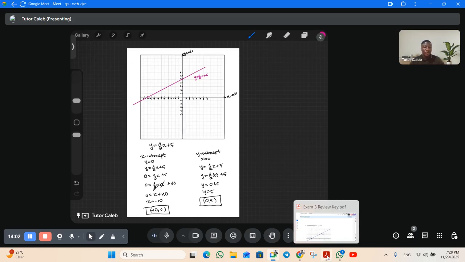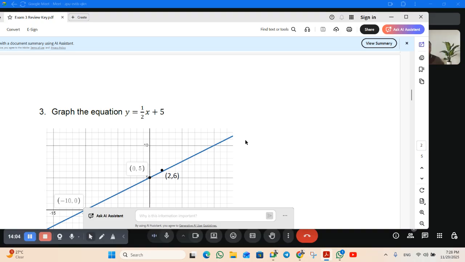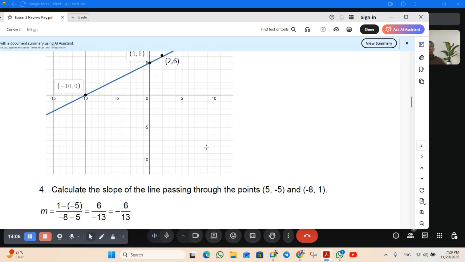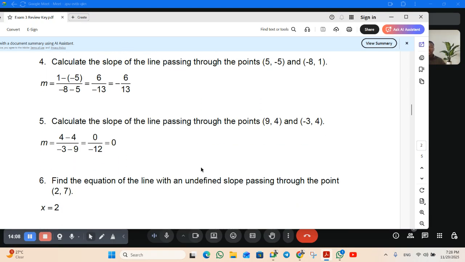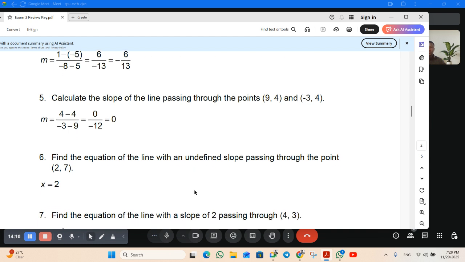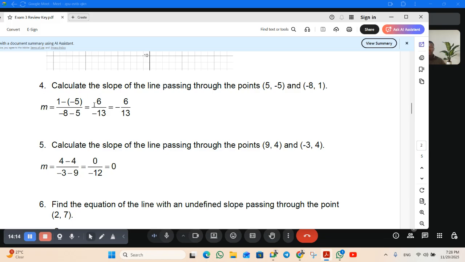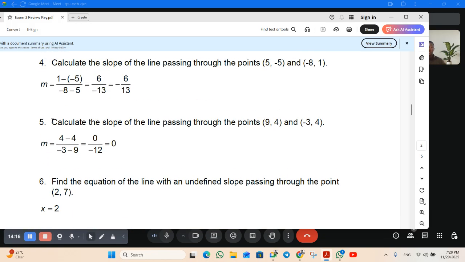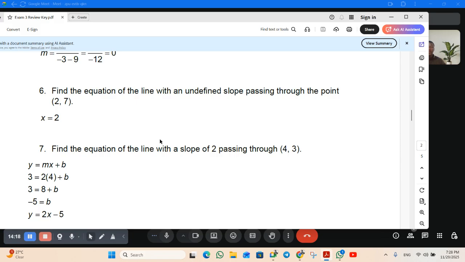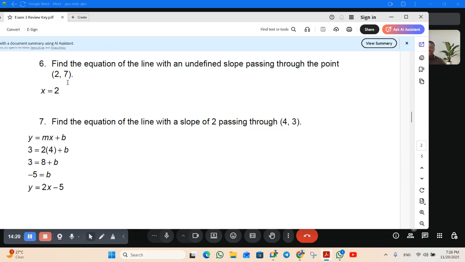Okay, if that is understood, we can move to the next question. This was question 3. Now, I think last class we already did question 4, finding the slope. We also did question 5, it's the same question. Now question 6. We're going to do question 6 and 7 right now.